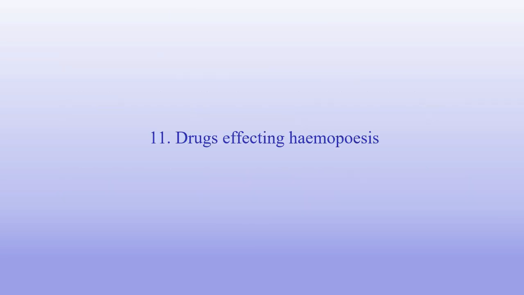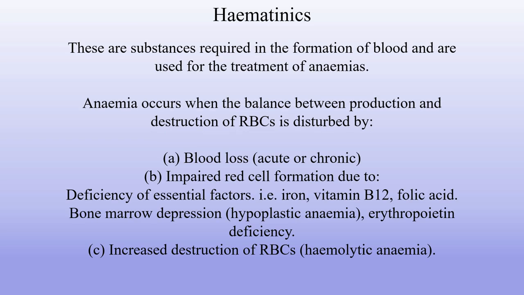The next part of our lecture is drugs affecting hemopoiesis. We call these drugs hematinics. These are substances required in the formation of blood and are used for the treatment of anemias. Anemia occurs when the balance between production and destruction of red blood cells is disturbed by blood loss, acute or chronic, impaired red cell formation due to deficiency of essential factors, for example iron, vitamin B12, folic acid, and bone marrow depression, hypoplastic anemia, and erythropoietin deficiency, and also increased destruction of red blood cells, hemolytic anemia.